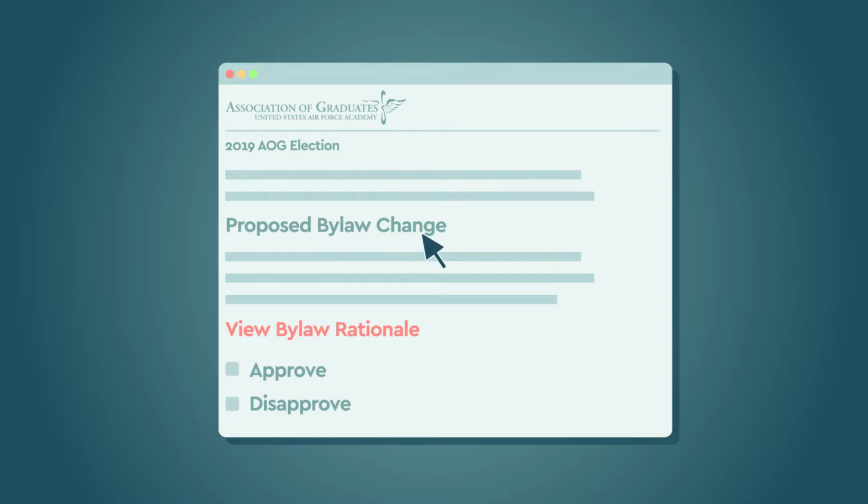The first item on your ballot is the proposed bylaw change. If you'd like more information about this ballot measure, click on View Bylaw Rationale. Otherwise, vote by selecting either Approve for Yes or Disapprove for No.